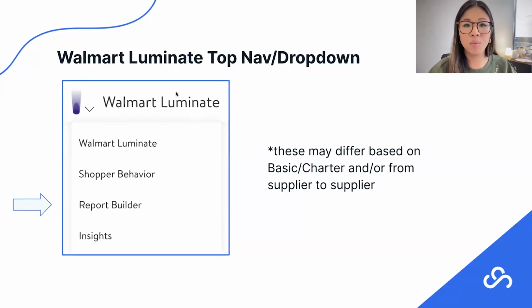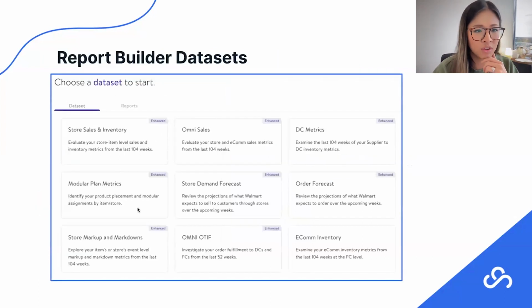Now I'm going to transition over to talking about the report builder. Remember, the scorecard is more of a template that you're utilizing. With report builder, you can be a little more flexible with the type of data that you want to pull. In the top nav, there's a drop-down button where you want to select report builder. Your mileage may vary a little depending on if you have basic or charter, so I just wanted to call that out. Report builder should be available for everybody.